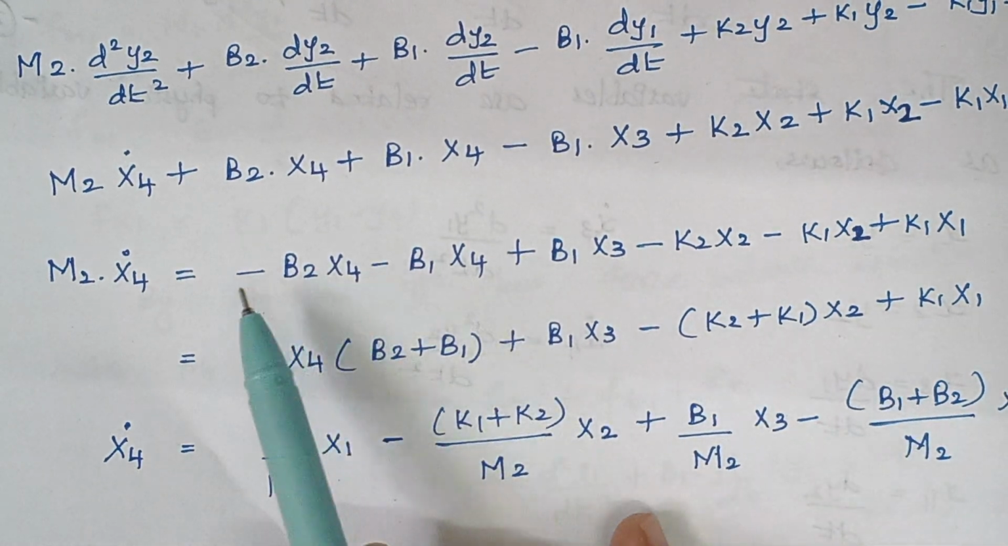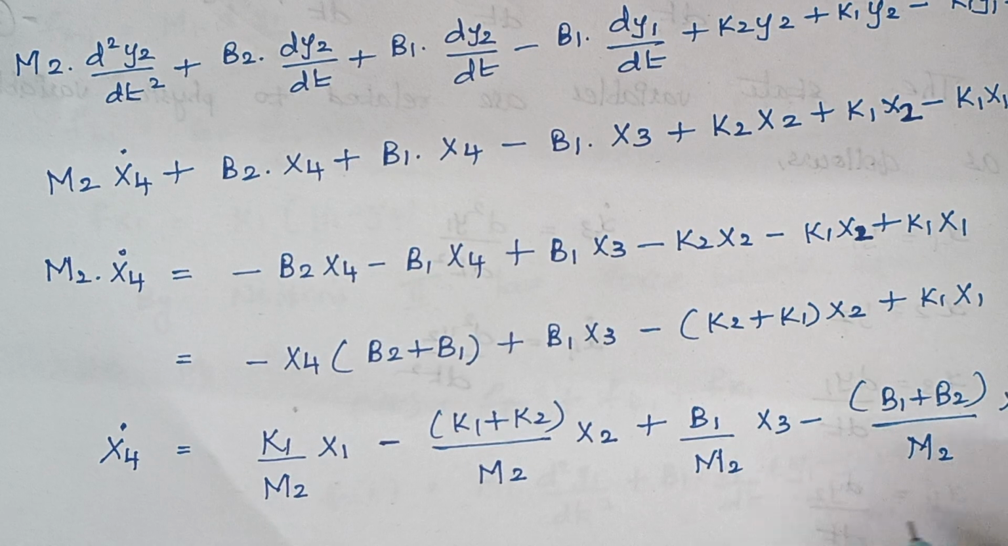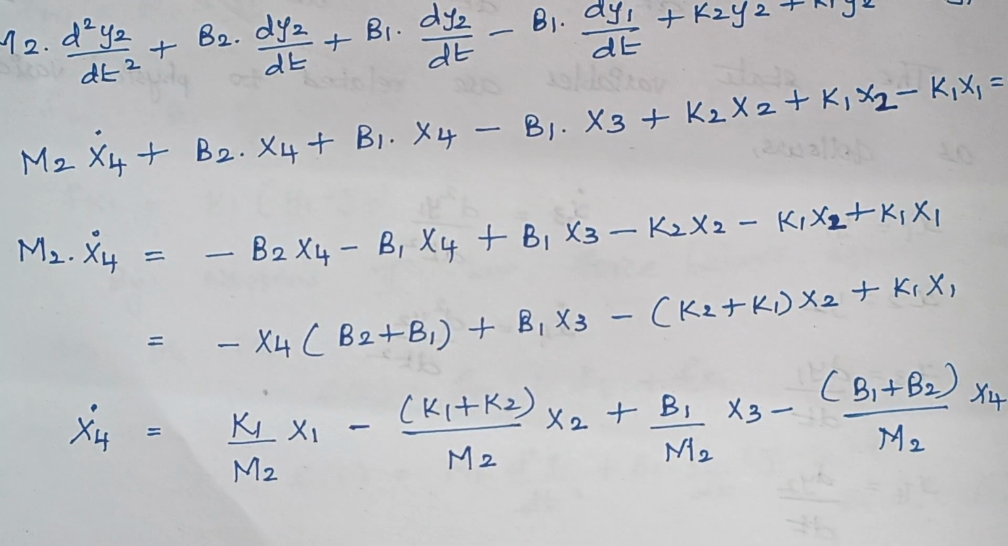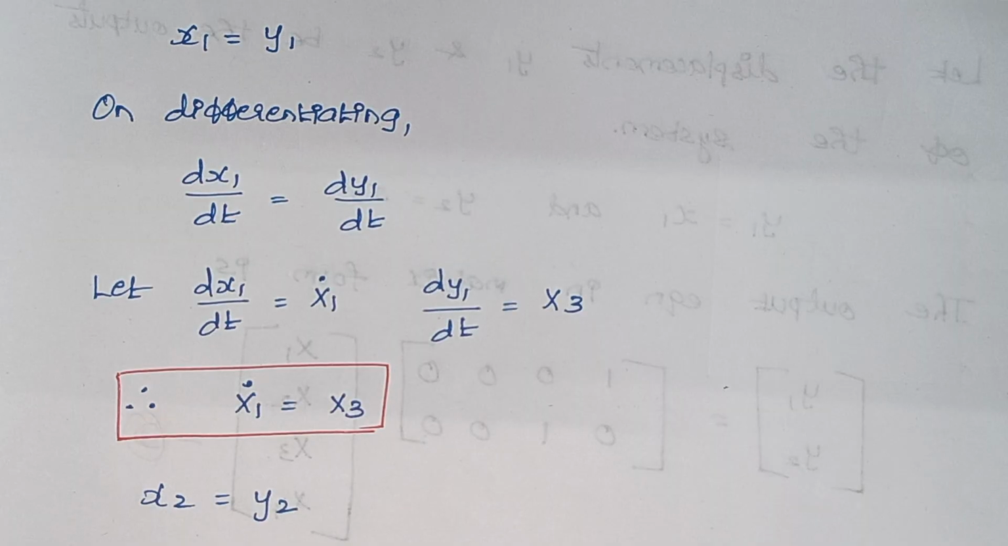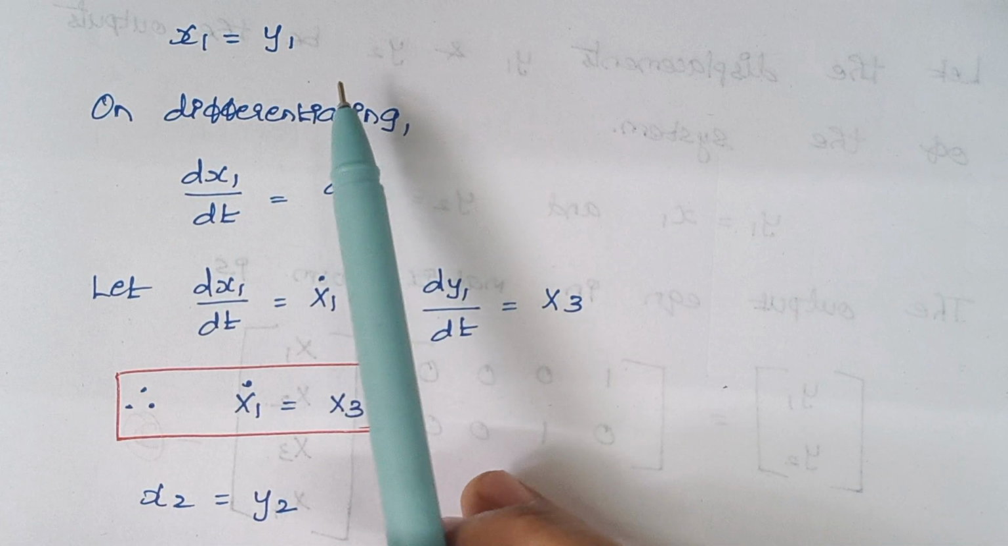Again I need only x4 dot. So I am moving this m2 to the right hand side. So this occupies the denominator position, right? So this is our expression for x4 dot. So next we are moving to our first, that is first we had assigned, right?